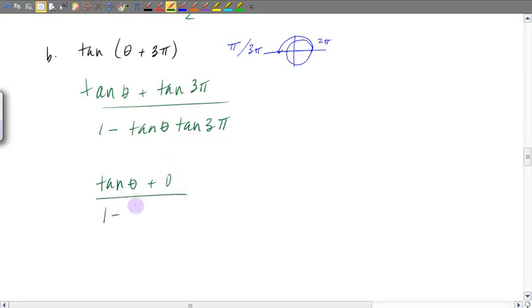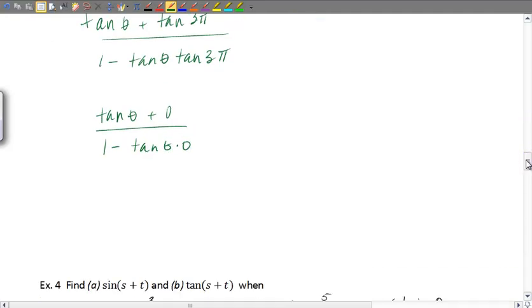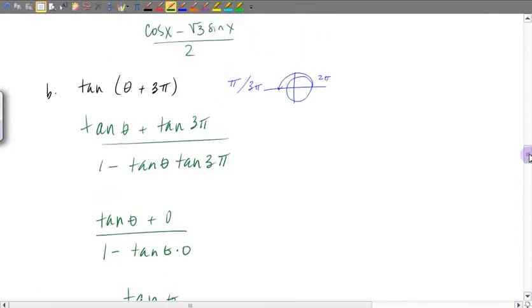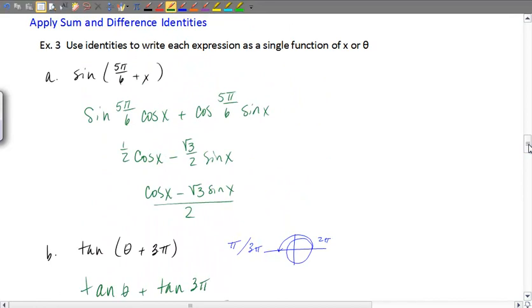All over 1 minus the tangent of theta times 0. Well, this is just going to be 0. So 1 minus 0 is just 1. And we leave the numerator as just the tangent of theta. And that's it. That whole thing has been simplified. Okay, so this idea would be rewriting the identity using a single function of x.